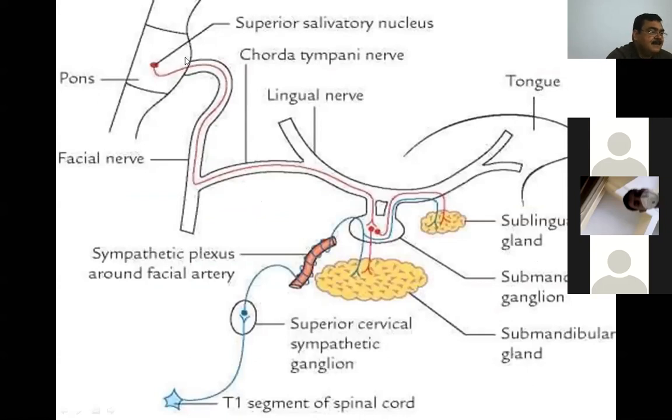Here you can see, this is pons, this is brain stem: midbrain, pons and medulla. In pons here you can see superior salivary nucleus. ये फेशियल नर्व आ रही है, इसी की ब्रांच है chorda tympani. ये लिंगुअल नर्व किसकी ब्रांच है? मैंडिबुलर नर्व की ब्रांच. इससे जुड़ जा रही है और ये टंग को सप्लाई करने जा रही है.